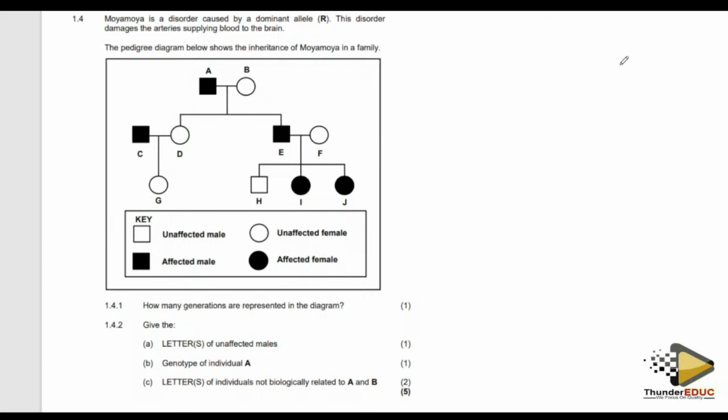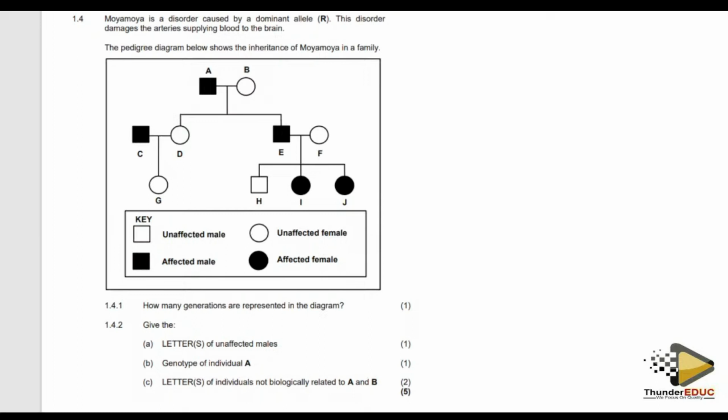It can be caused by a dominant allele, or it can be caused by a recessive allele. So when you are trying to answer these questions, you have to first know what this pedigree is caused by. Is it a recessive allele? Is it a non-recessive allele, meaning that it's a dominant allele? Because if it is a dominant allele, then definitely you have to use capital letters. If it is a recessive allele, then you're supposed to use small letters. So please take note of that.